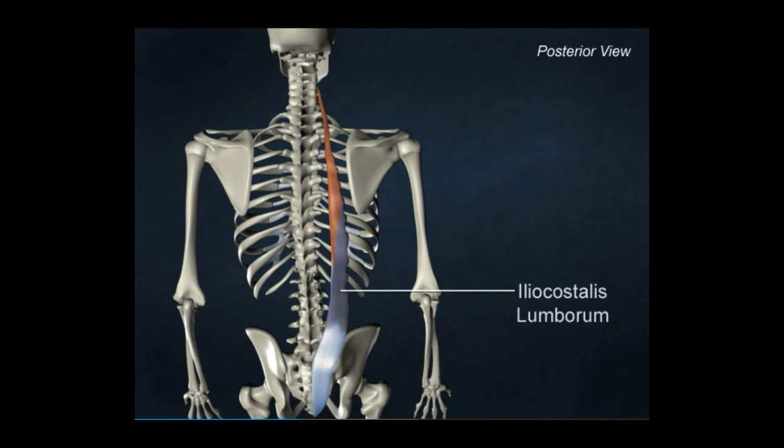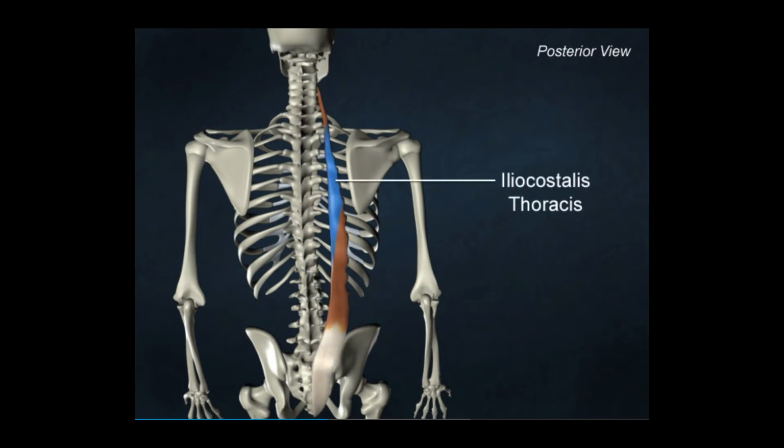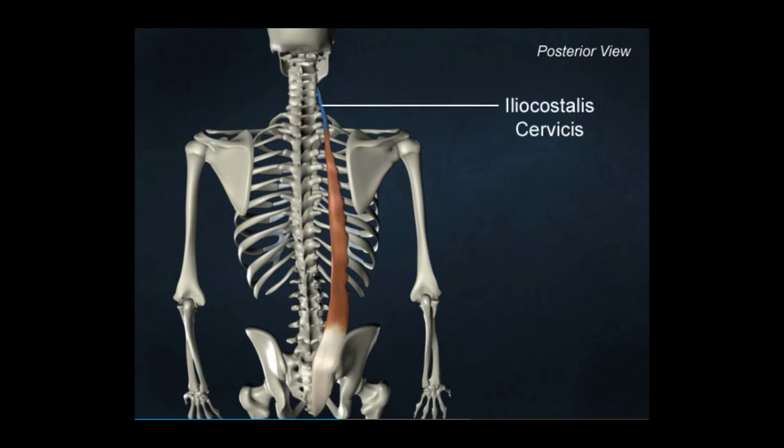These are iliocostalis lumborum, iliocostalis thoracis, and iliocostalis cervicis. From their origins, iliocostalis fibers run superiorly to insert onto parts of the vertebrae and ribs.